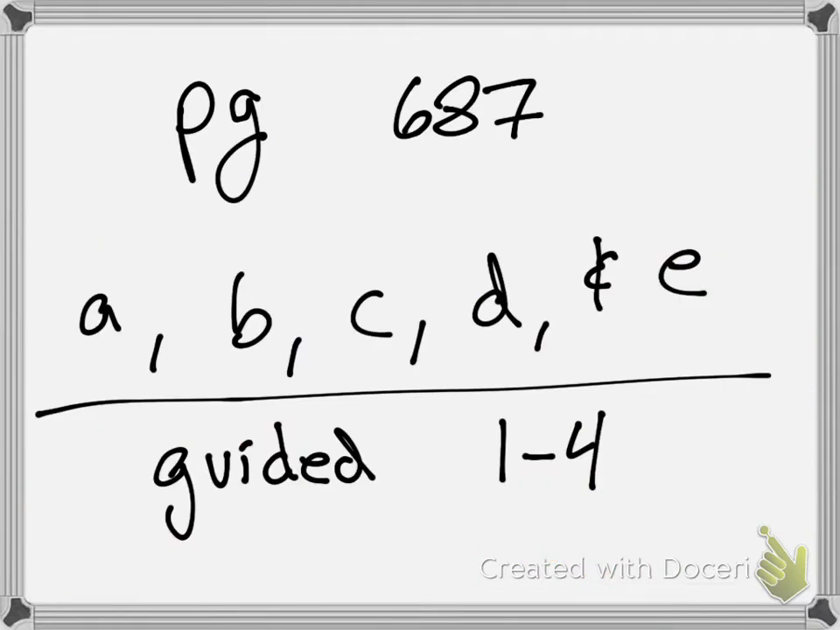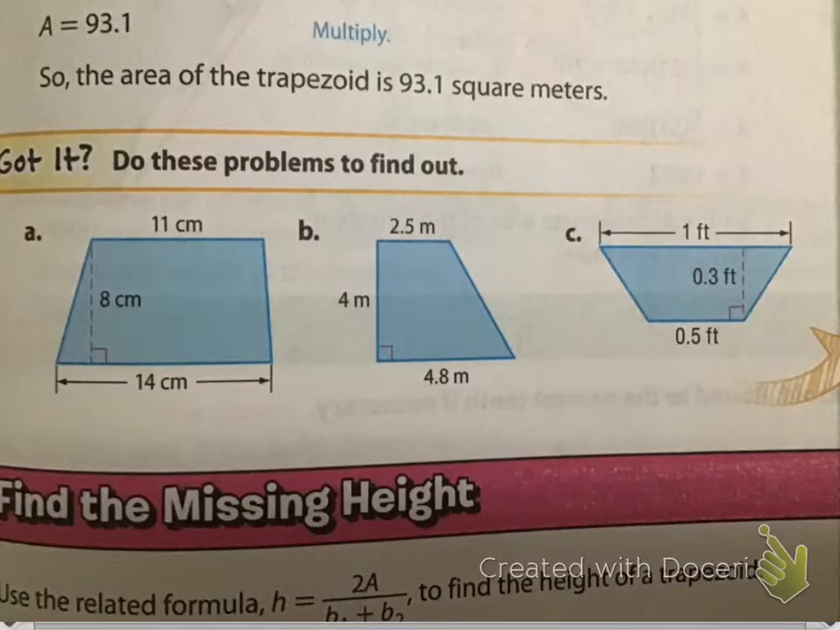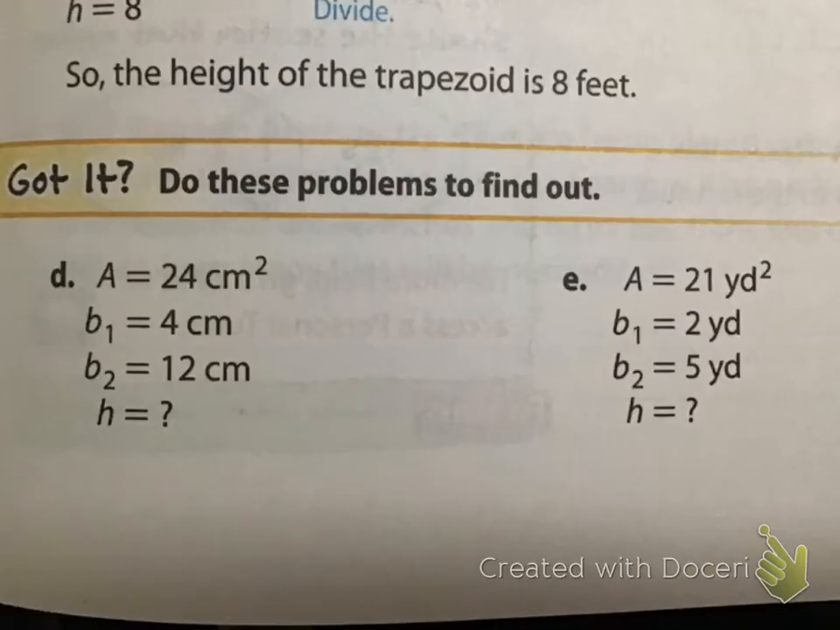So we're going to look at page 687, A, B, C, D, and E. These are quick. A, we did 700 times. We know the answer is 100. I want to do D and E.